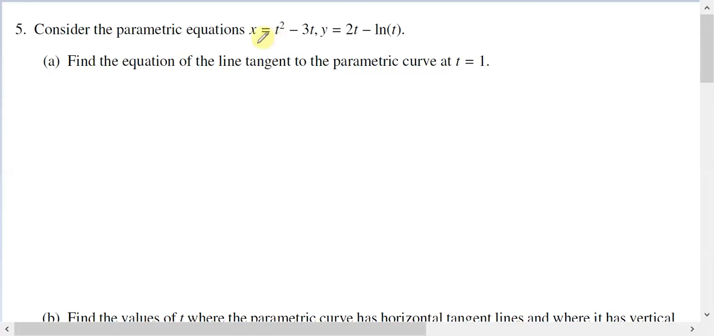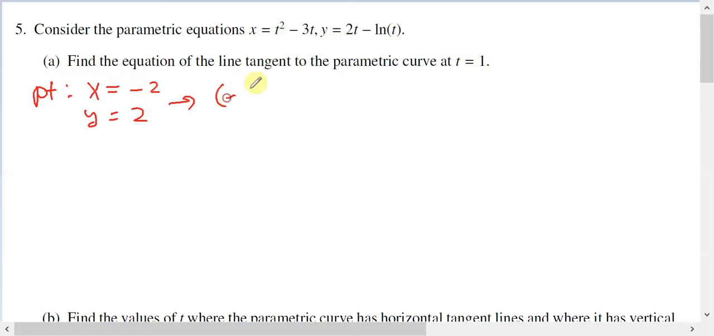Number 5, we've got parametric equations given here, and we want to find the equation of a line tangent to the curve that they trace out when t is 1. So to write the equation of a line, I need a point that the line passes through. Well, I can get that by plugging the 1 in. So the point is going to be x equal 1 minus 3, which is negative 2, and y equal 2 minus 0. Natural log of 1 is 0, so this is just going to be 2.